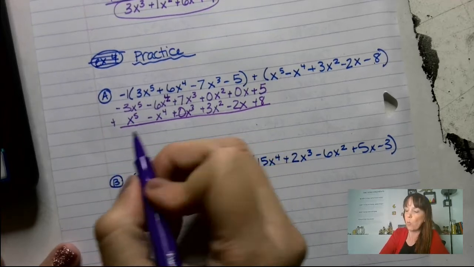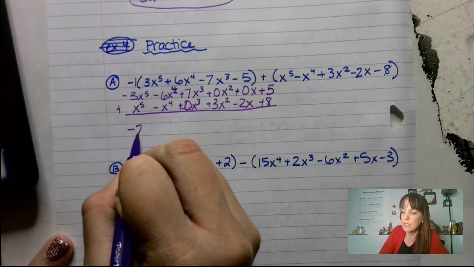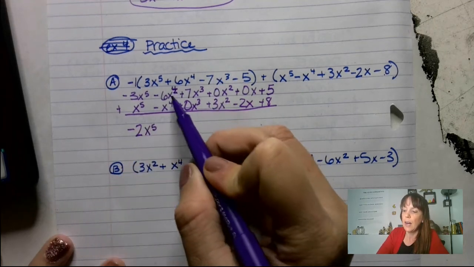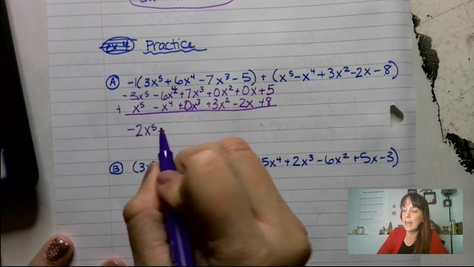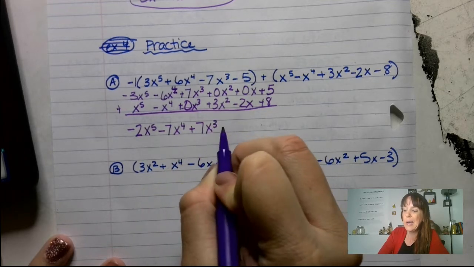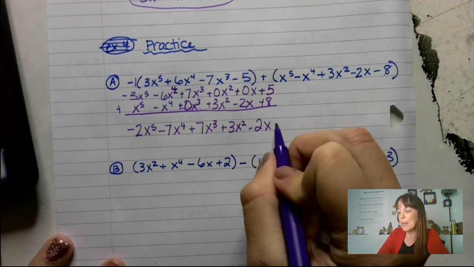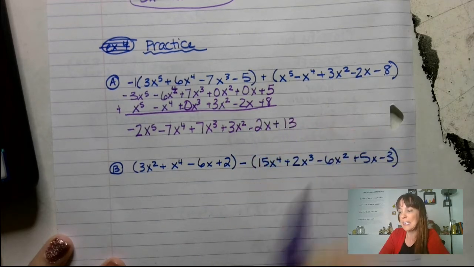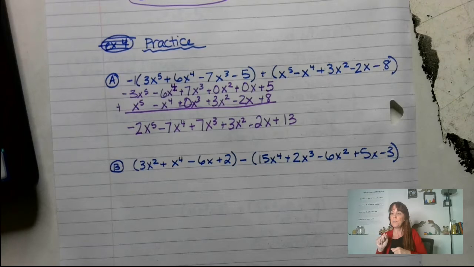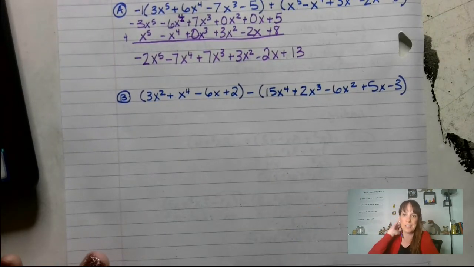Negative 3 and 1 is negative 2x, so we end up with, I'll write it down here so you can see it, negative 2x to the fifth, negative 6, negative 1, negative 7x to the fourth plus 7x to the third plus 3x squared minus 2x plus 13. Okay, so that should be your first one. There's nothing else we can combine there, so we'll just leave it like that.